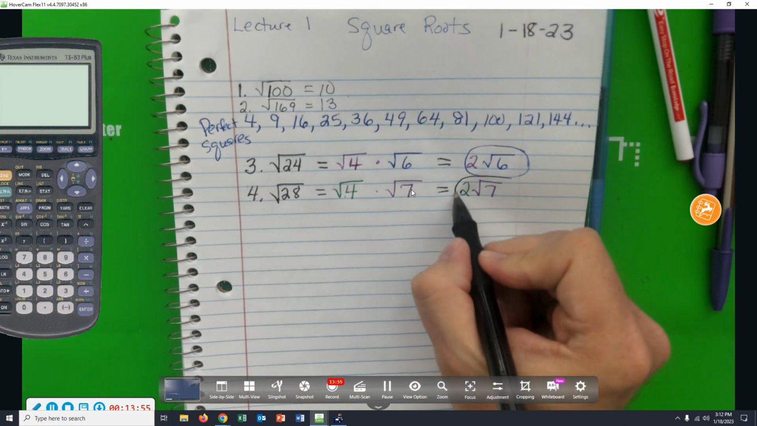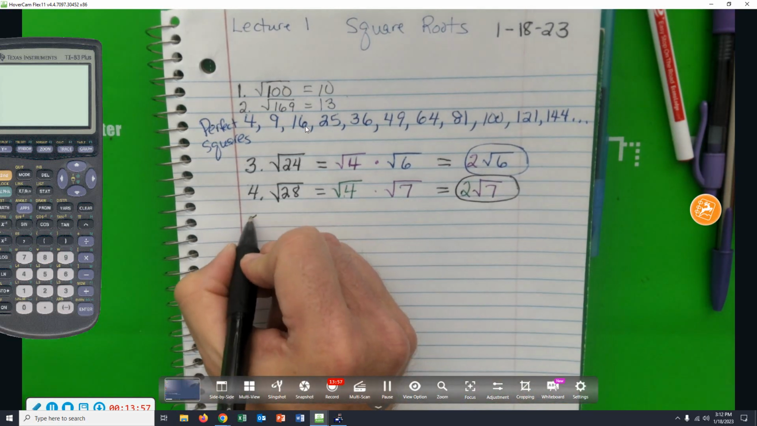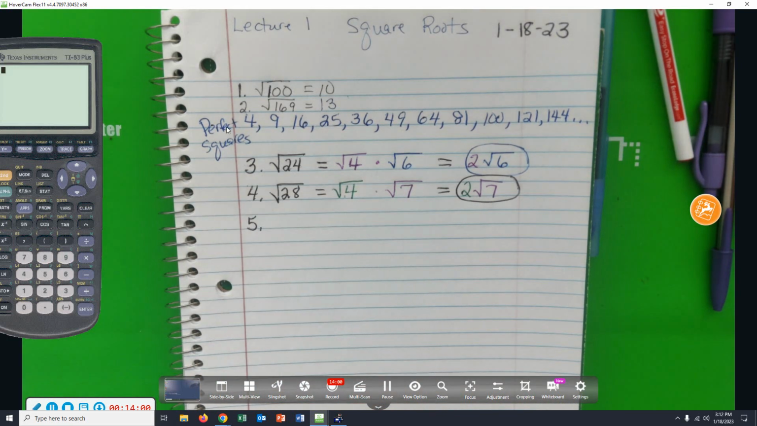The number that's under the radical cannot have another perfect square divisor. 4 doesn't divide evenly into 7. 4 times what gives you 7? 9 times what gives you 7? There can't be another perfect square divisor if the answer is in reduced form.